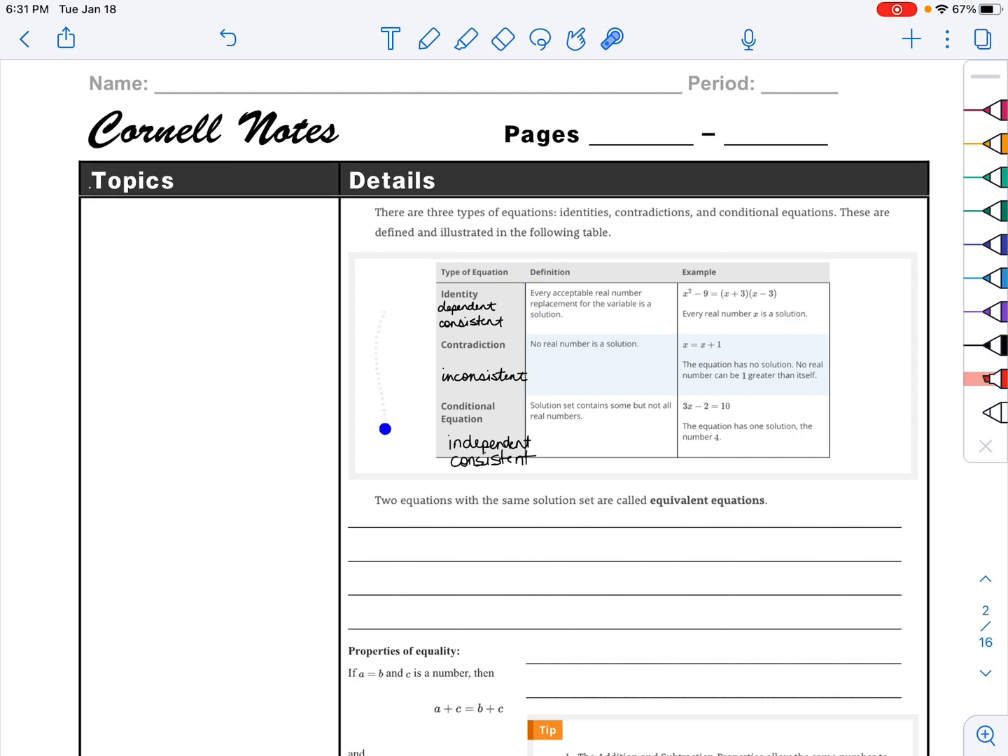Anyway, both of these are consistent because there is a solution. This one has every real number being the solution. This one has a specific number, but there is a solution, as opposed to this one where there is no solution. You might get something like 0 equals 1, and that's obviously not true. So it's inconsistent, okay? This one is consistent and dependent because the two sides are always equal. And this one's consistent and independent because this is true only with one solution.